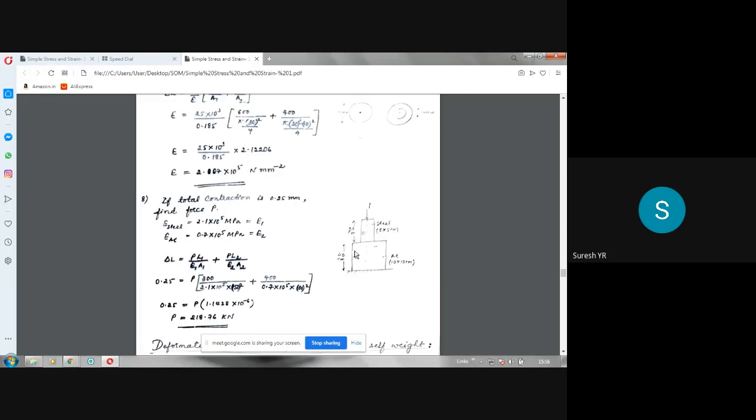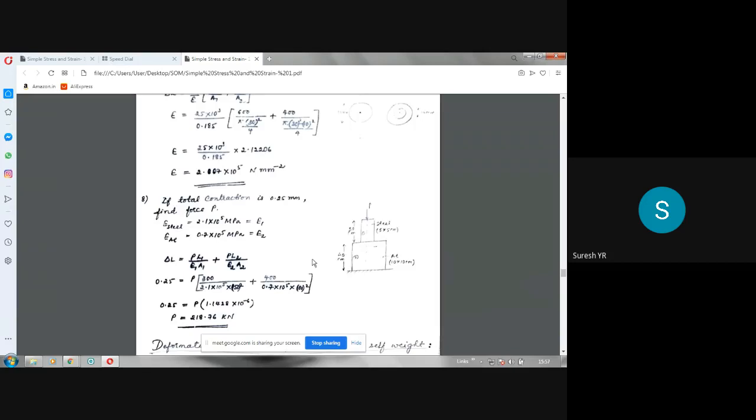Now, once the materials are different, E values will be different. He has given the Young's modulus of steel as 2.1 into 10 power 5. I have taken this as E1. Young's modulus of aluminum is less than that of steel. See, it is about one third of steel, 0.7 into 10 power 5. That means steel is stronger than aluminum in compression and tension. So 0.7 into 10 power 5 MPa is the value given for Young's modulus of aluminum.